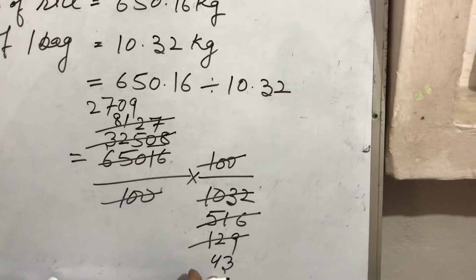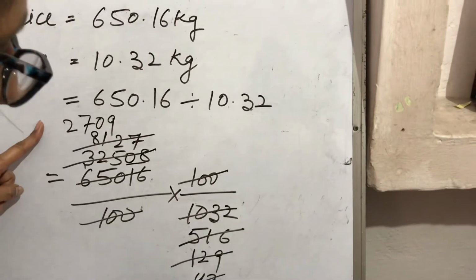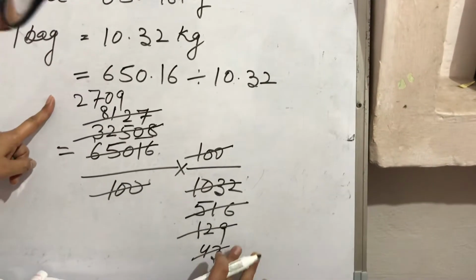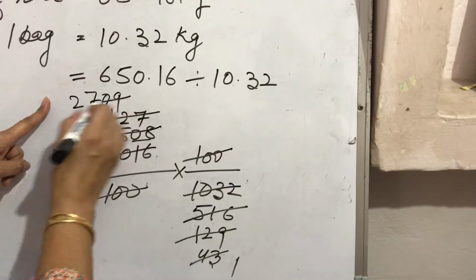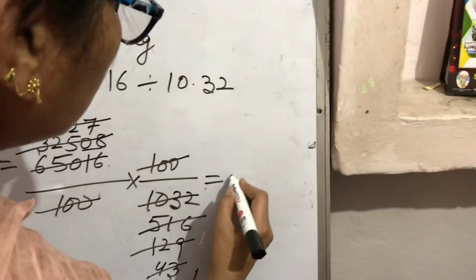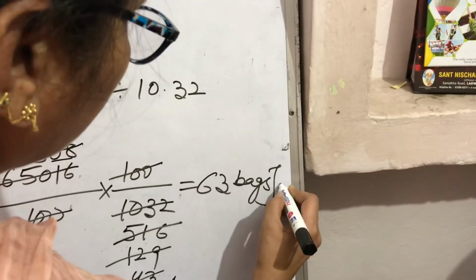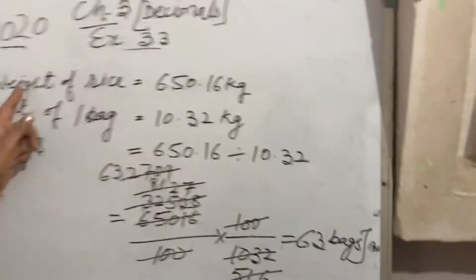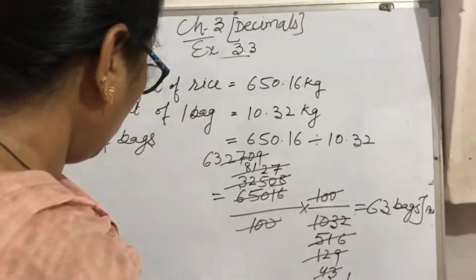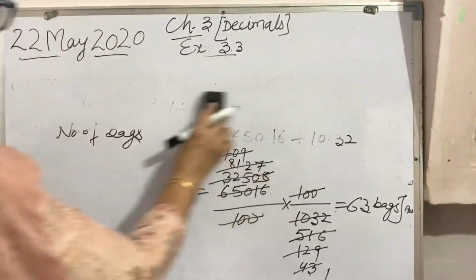Now 43 is a prime number, so we have to divide directly. 43 ones are 43 and it will be divisible, giving 63. So 63 bags, this is the answer. We have to find the number of bags. There are 63. Now start question number 7.